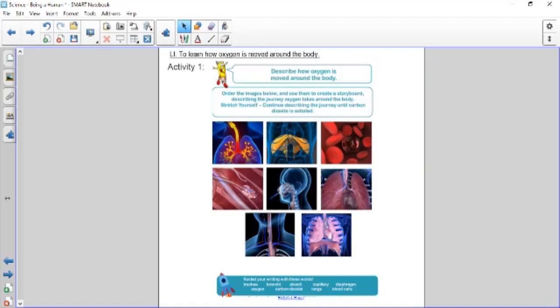Your independent work today will consist of 2 activities. You can always pause at the end of each one and complete your work. So, activity 1.